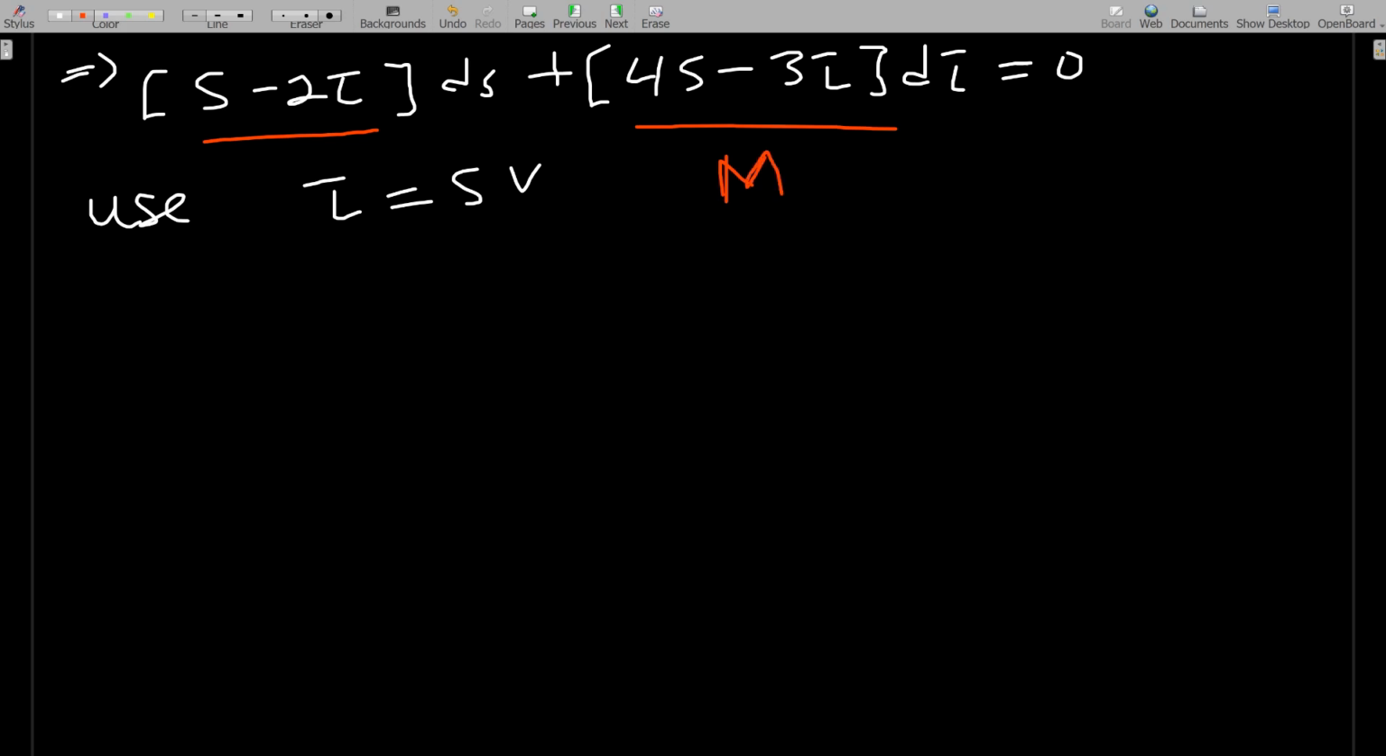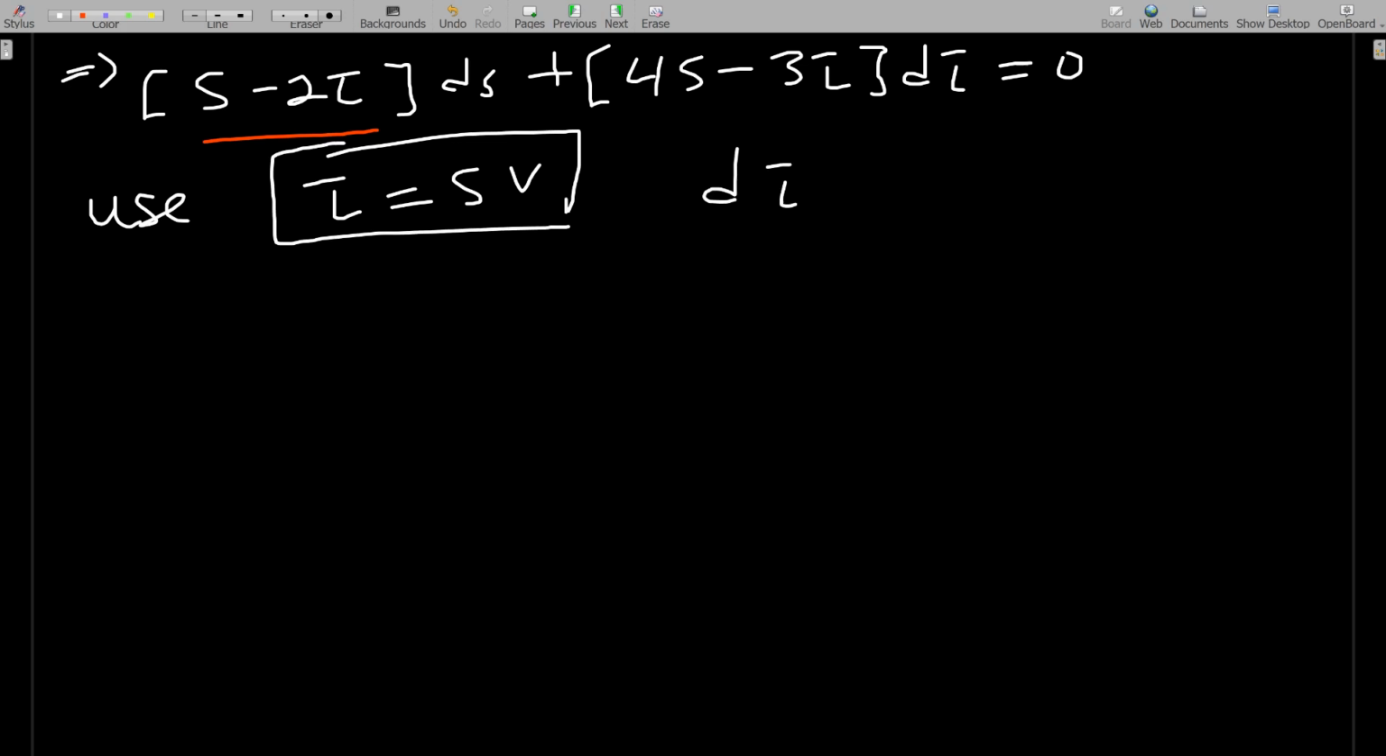Because your M's will just be in terms of S and tau. So M of lambda S, lambda tau will give you lambda to the power 1 times M of S, tau. Likewise, the N will also give you the same thing. So in solving the homogeneous differential equation, we transform one of the variables with the transformation tau equals Sv. If that is the case, then d tau will be equal to S dv plus v dS.